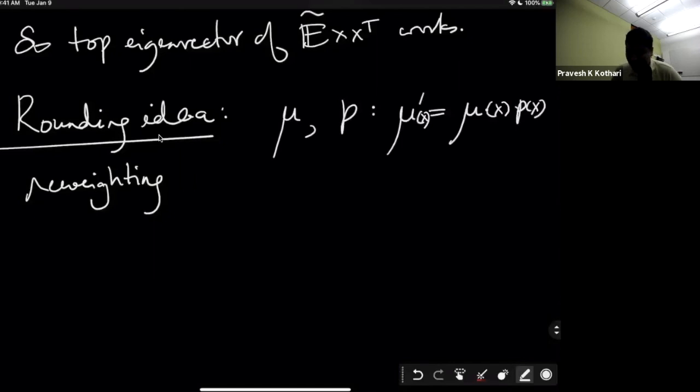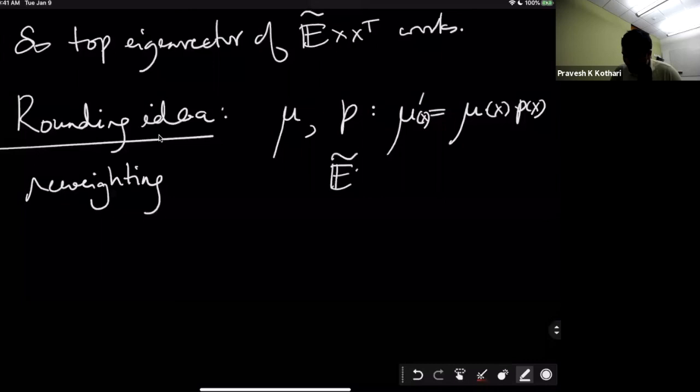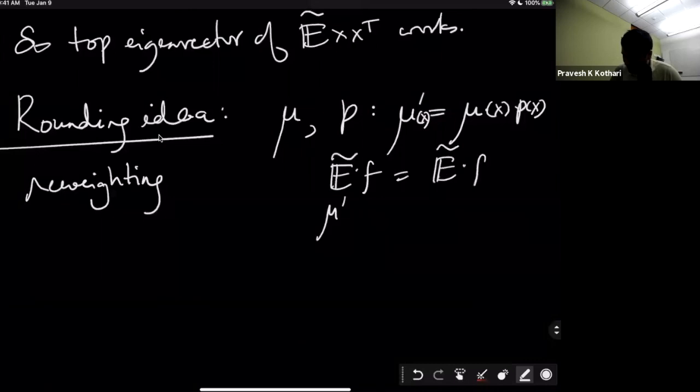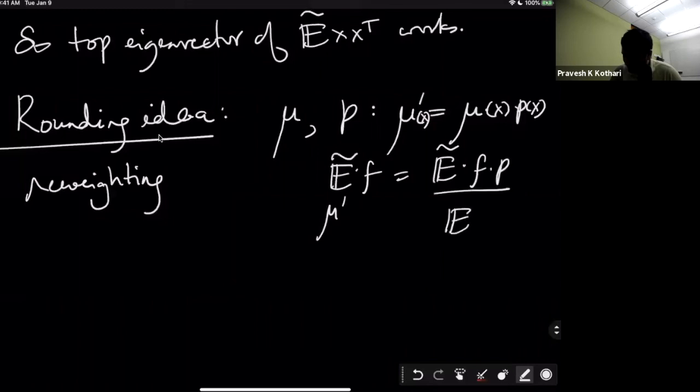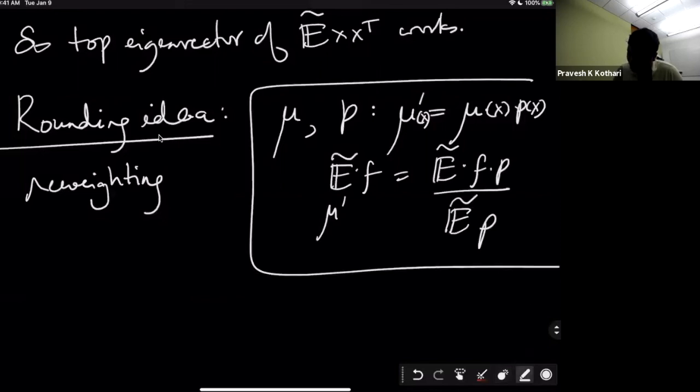And actually, this operation has a simple meaning in terms of pseudo expectations. If you remember, the pseudo expectation of any f with respect to mu prime is equal to pseudo expectation of f times p over pseudo expectation of p. Okay, so I hope this is all coming back to you. This is the reweighting business that we studied. And one thing we proved there was that if mu is a degree d pseudo distribution and p is a degree d minus 2 polynomial, then mu prime is a degree 2 pseudo distribution, right? And you can compute expectation with respect to it by this formula.